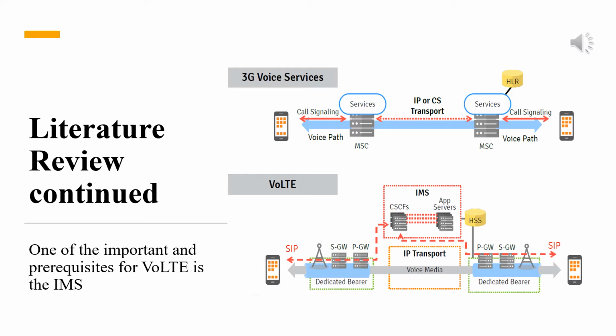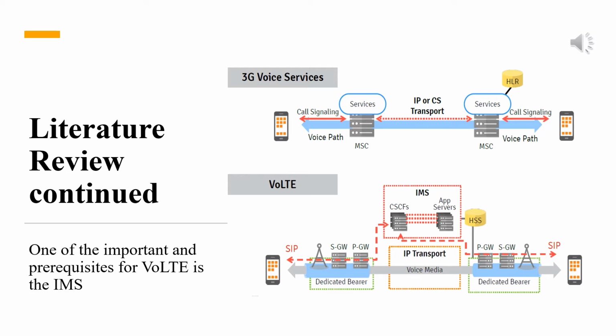Then the call is going to the HLR. HLR is home location register. The HLR is checking the MSISDN. MSISDN means your number, and checking if you have enough credit to call or not. Then the call is going from the MSC to phone B, or user equipment B, by SS7 signaling. So the 3G network is using circuit switch and SS7 signaling, and we have the HLR, the home location register.